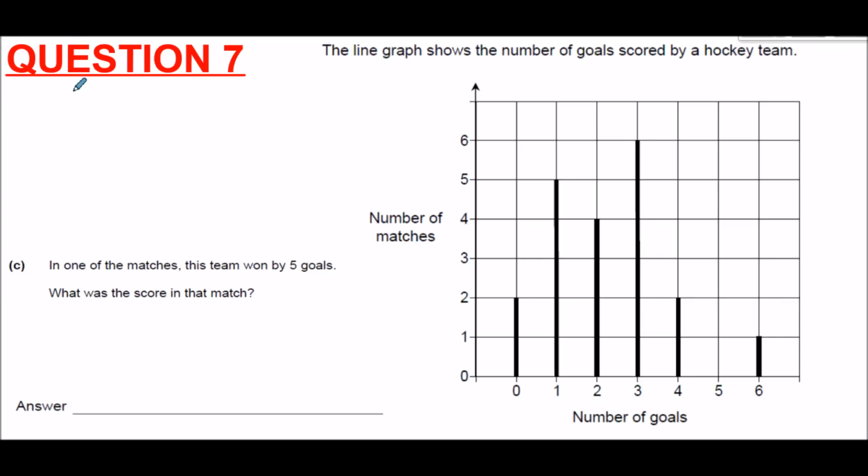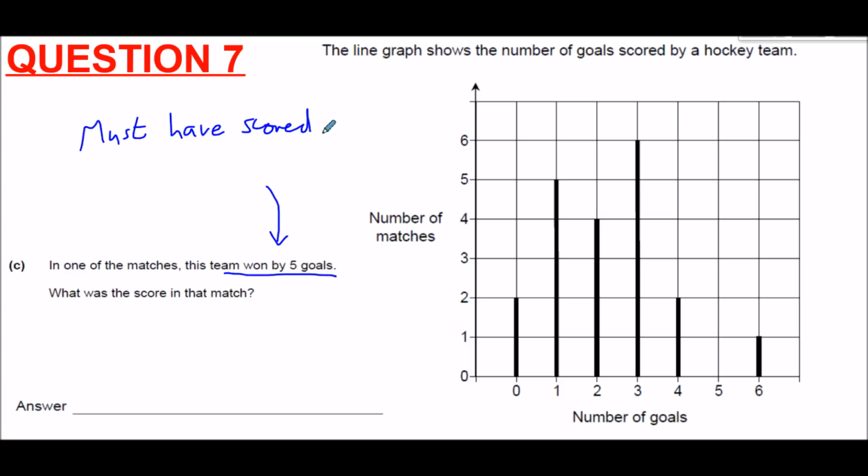Now in part C, we're told in one of the matches the team won by 5 goals. What was the score in that match? So this is some slight logical thinking really. They won by 5 goals. If a team wins by 5 goals, that means they must have scored at least 5 goals. There's no other way they can do it. You can't have won by 5 goals and only scored 4. It just doesn't make any sense.